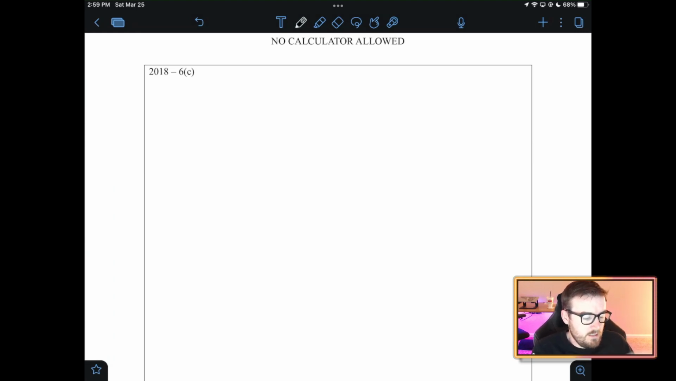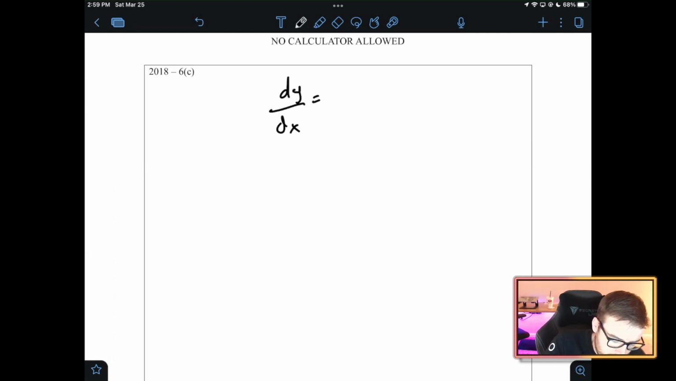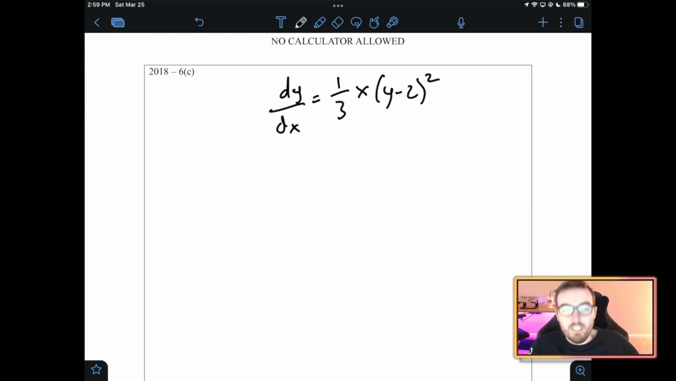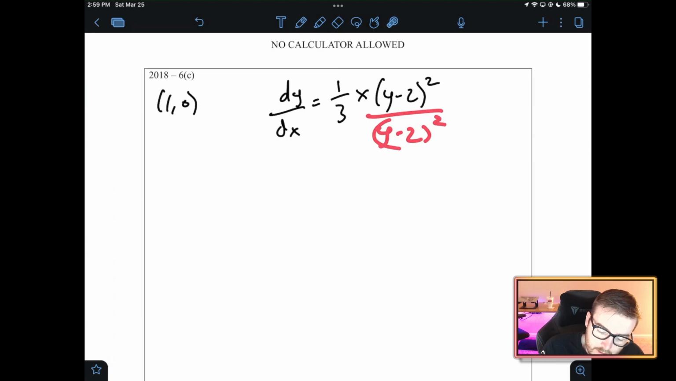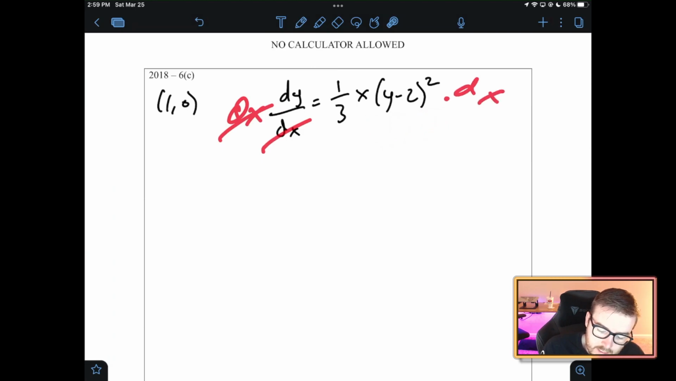So what is dy dx? I'll write it down here. dy dx is 1/3 x times y minus 2 squared. So we need to integrate and use the initial condition of 1, 0. This is when we separate our variables. I'm going to divide by y minus 2 squared and multiply by dx, so that this cancels out and the dx goes over here.